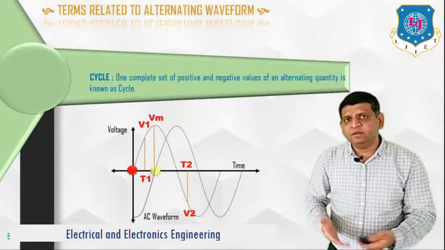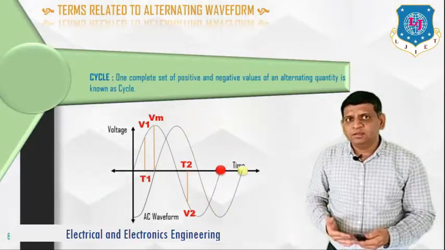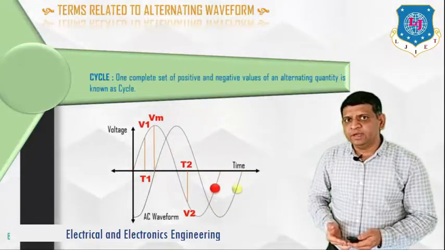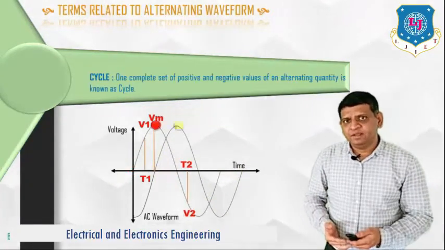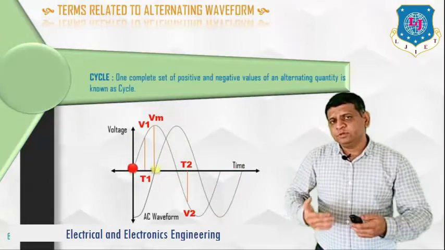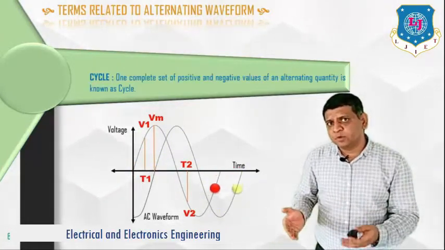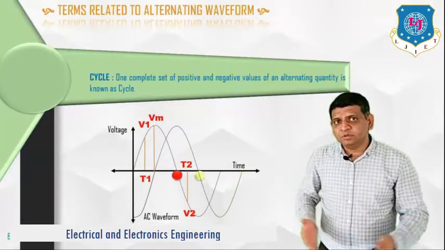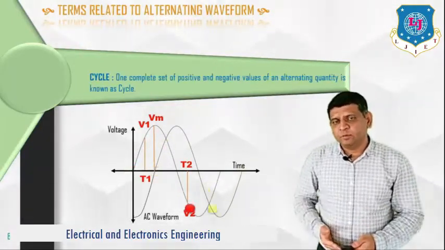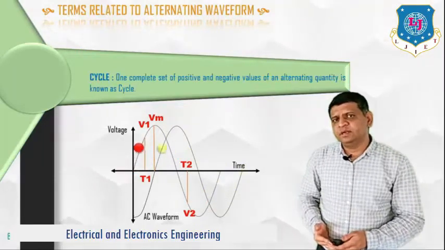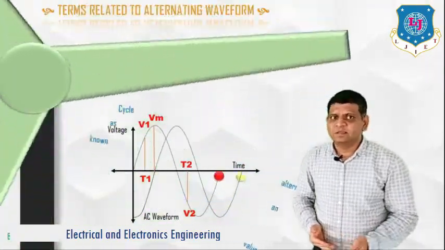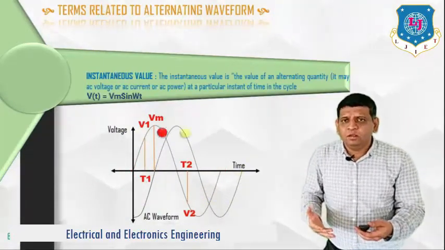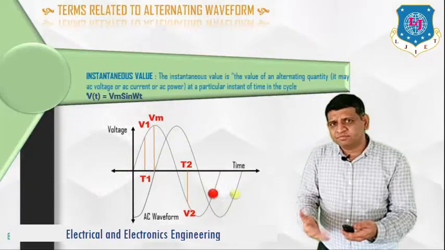So here we define our first term: a cycle is one complete set of positive and negative values of an alternating quantity. The amplitude for the first half cycle is positive and for the next half cycle it is negative. So one complete set of positive and negative values of this alternating quantity is defined as a cycle. Now the instantaneous value is the value you can measure at any point.